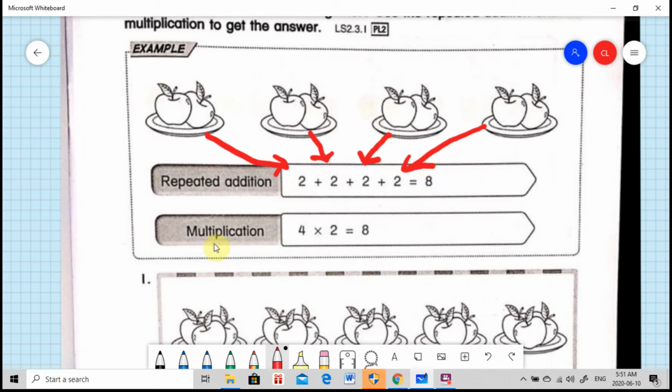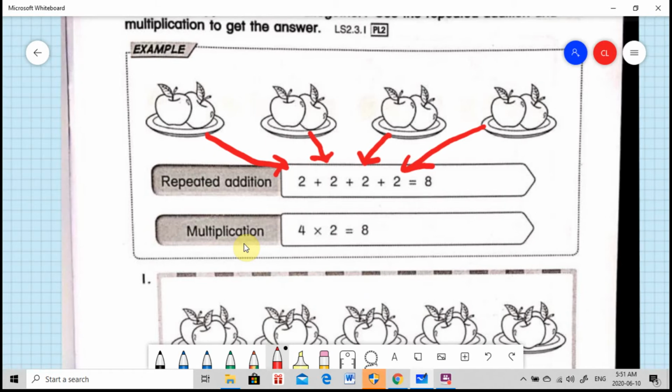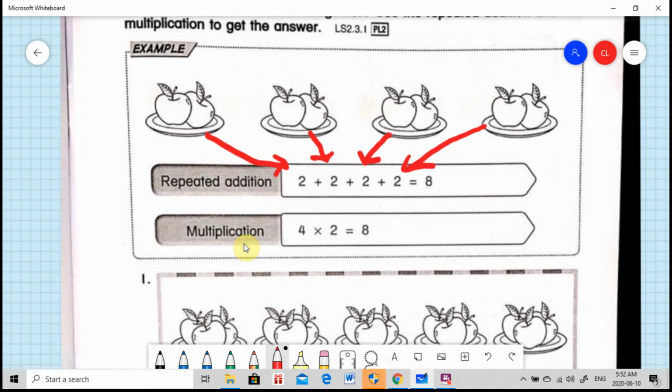Or we can use multiplication to speed up the process of getting the answer. We can just say there are four groups of two. So we know that four twos equals 8.